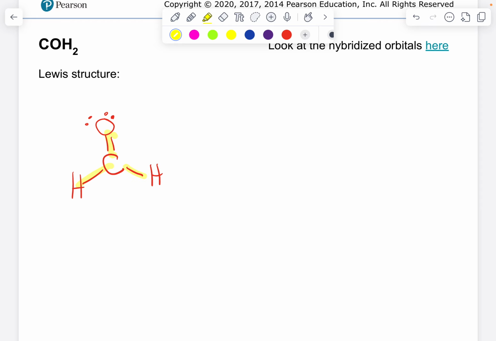1, 2, 3, surrounding the central atom. And so I know I need an S, but I need 3 total. So I'm going to use an S and 2 P's. That is the hybridization on the carbon. That is what the orbitals will look like. It will be sp2 hybridized is the way we say that.